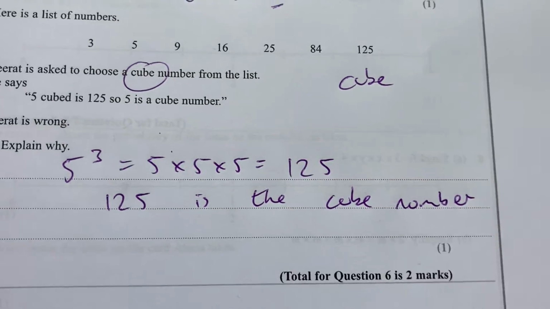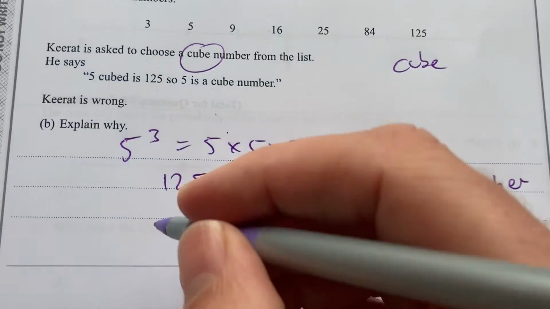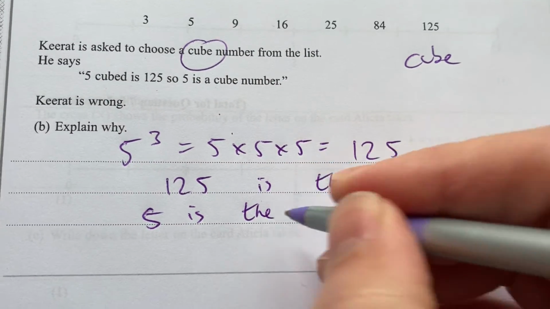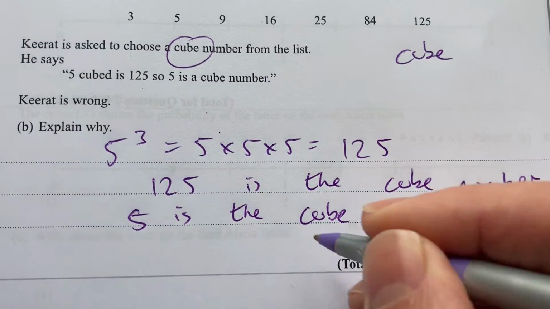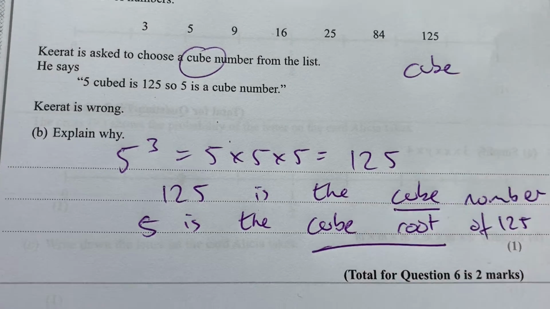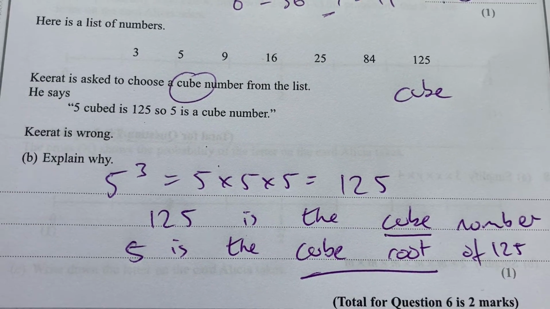The answer there: 5 is the cube root of 125. So 5 is the cube root, 125 is the cube, or something to that effect, to show that you understand the difference between those two.